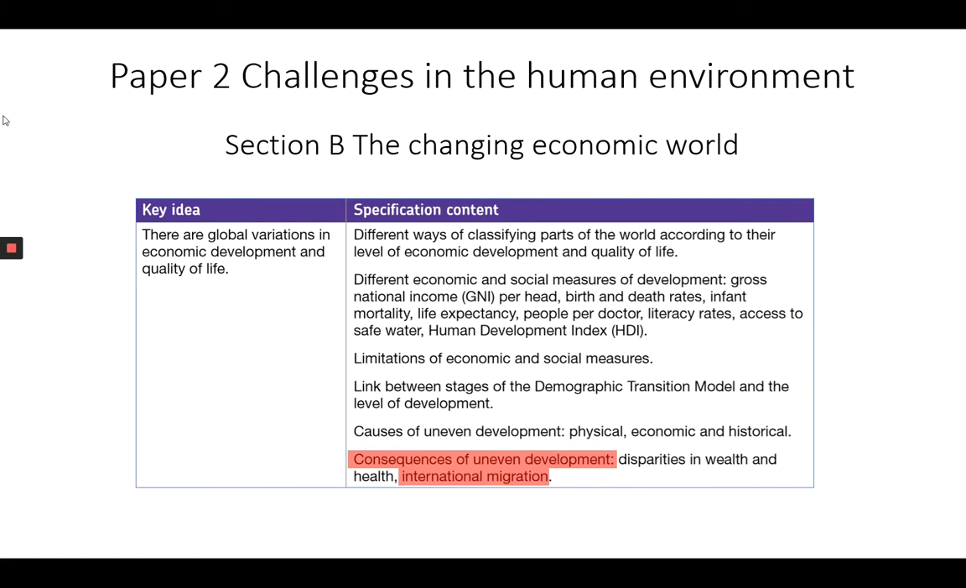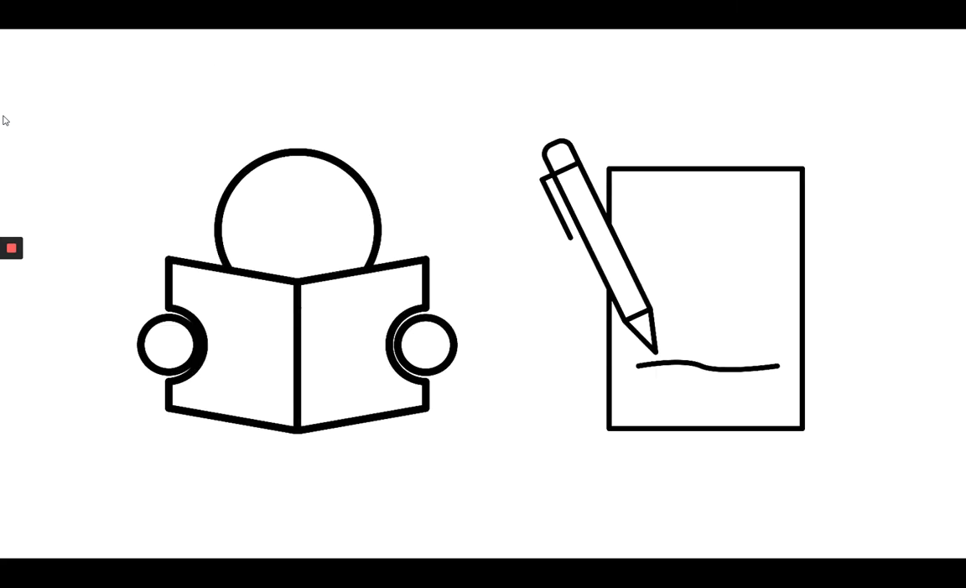Here we are. We're going to find out how uneven development is linked to international migration. This is shown in the red highlighted section on the screen. As in previous videos, these 2 symbols represent opportunities for reading and writing, so look out for them please.